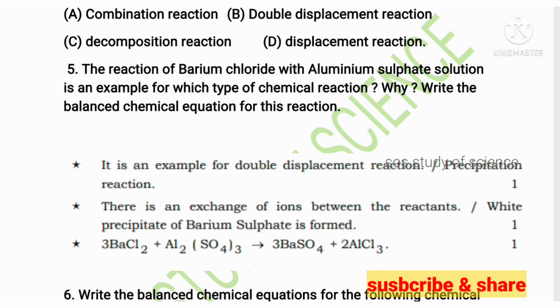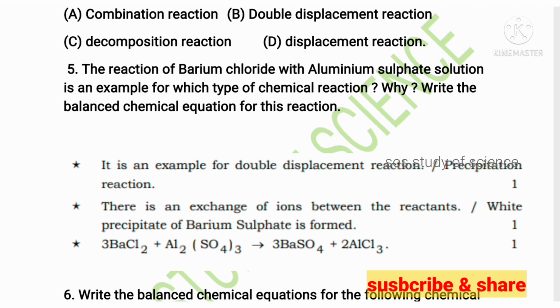Dear students, barium means Ba, chlorine means Cl. When they combine, it becomes BaCl2, barium chloride. All these things you learnt in 9th standard, how to write the chemical formula. The first question they are asking is which type of chemical reaction it is. See, barium chloride and aluminium sulphate: chloride and sulphate ions are there. The exchange of ions taking place is nothing but a double displacement reaction.